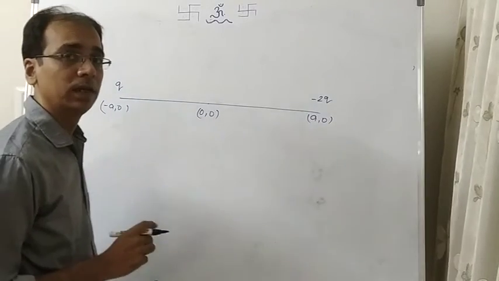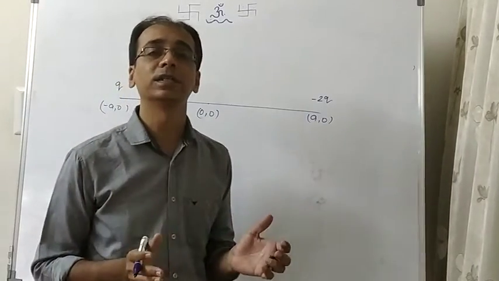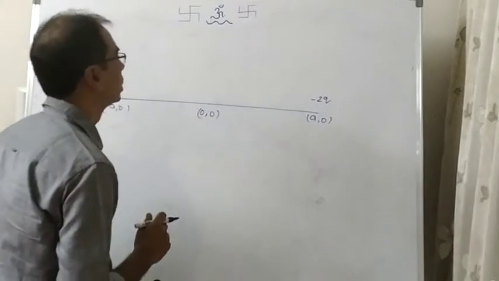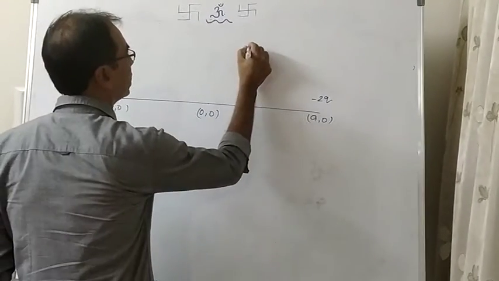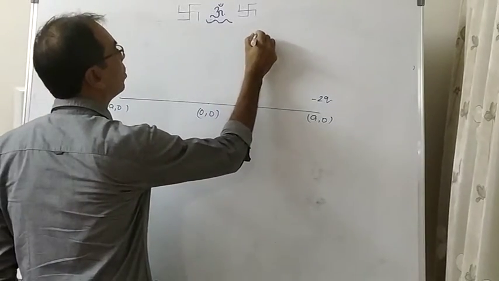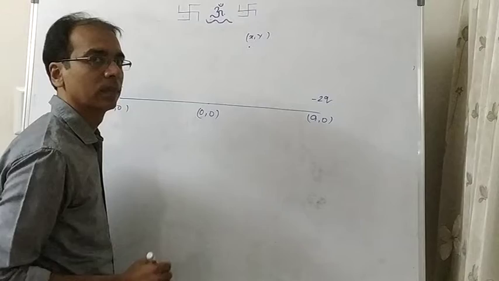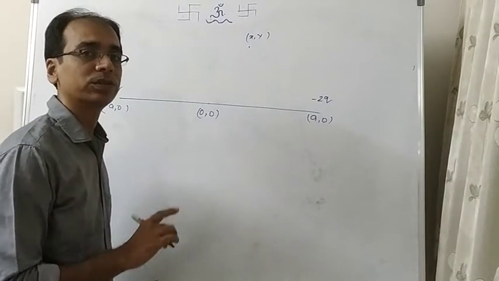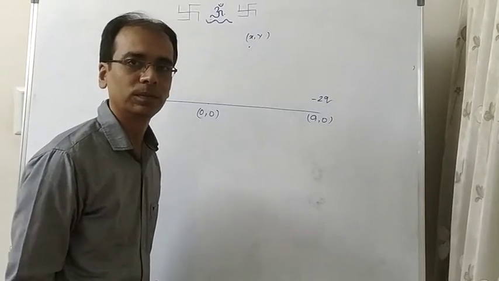What we were trying to find? We were trying to find a surface at which potential is 0. So what can we do? We can consider a particle or any position over here whose coordinates we can say is x comma y, and at that position we are going to satisfy the condition for zero potential.